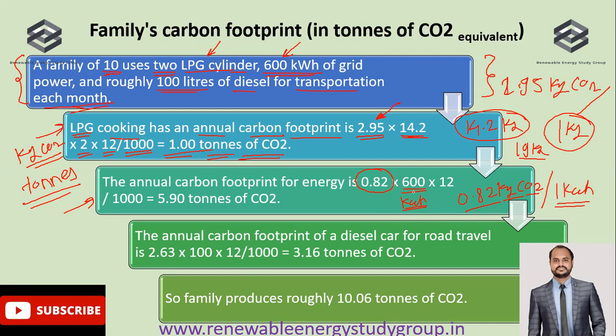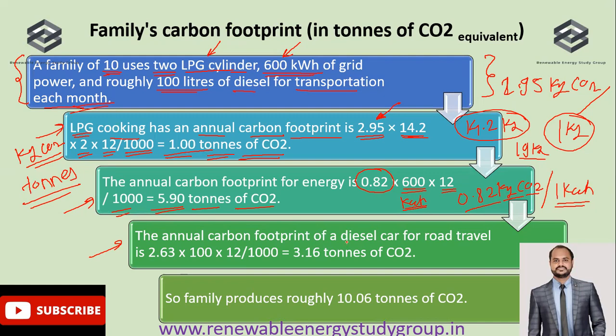So if the family is utilizing 600 kilowatt hour of electricity, every 1 kilowatt hour is responsible for production of 0.82 kg of carbon dioxide. Multiply by 12 because in 1 year we consider 12 months and this data has been given on a monthly basis. Divide by 1000 and we get an answer of 5.90 tons of CO2. Means annually, due to this grid power consumption, 5.90 tons of CO2 has been emitted by the family members.